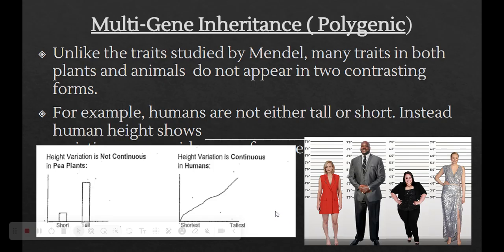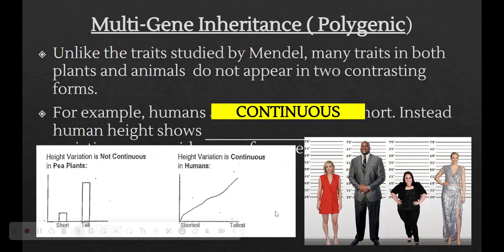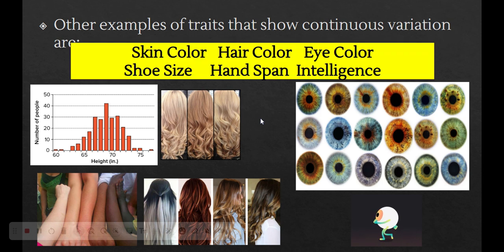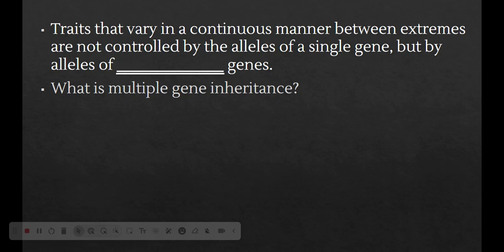Multi-gene inheritance, polygenic. Unlike the traits studied by Mendel, many traits in both plants and animals do not appear in two contrasting forms. For example, humans are not either tall or short, really. Human height shows a continuous range of people from short to tall. Other examples of traits that show continuous variation are skin color, hair color, eye color, shoe size, hand span, and intelligence. Traits that vary in a continuous manner between extremes are not controlled by the alleles of a single gene, but by alleles of probably multiple genes.